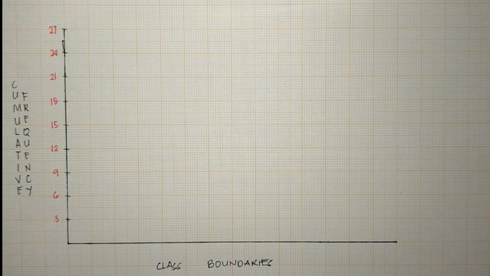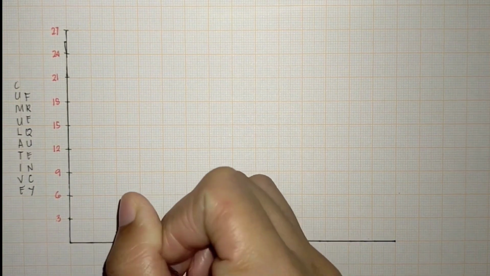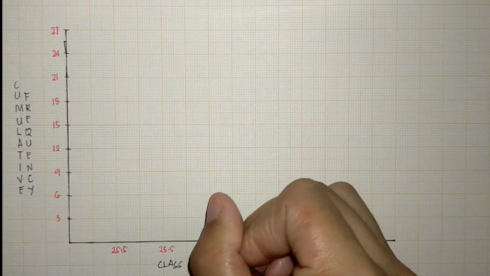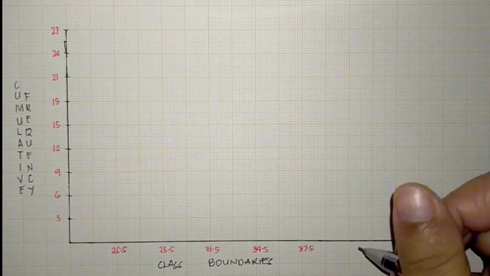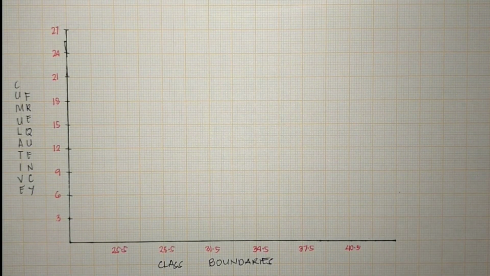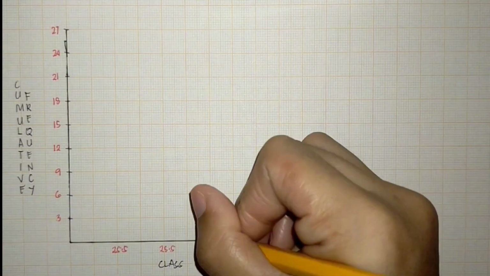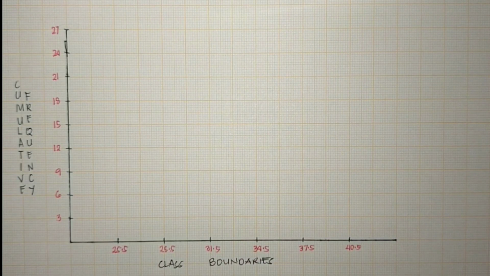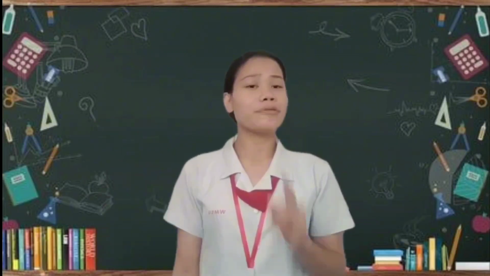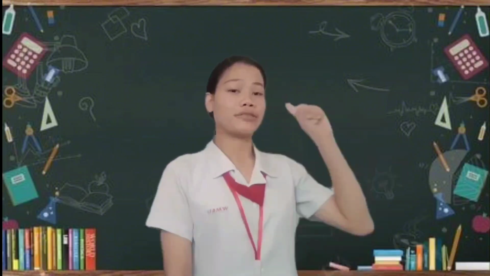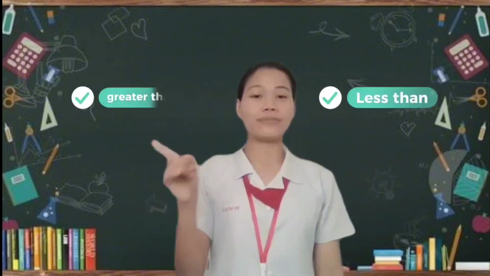For the class boundaries, we have 25.5, 28.5, 31.5, 34.5, 37.5, and 40.5, with 25.5 as the smallest value and 40.5 as the largest. Now, let's label these values in the horizontal line, which are the class boundaries. So how do we plot the data? Before plotting the data, we have to first identify the types of cumulative frequency: the less than cumulative frequency and the greater than cumulative frequency.